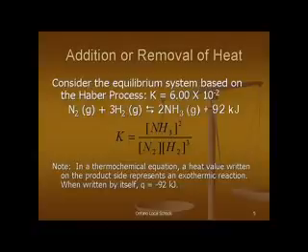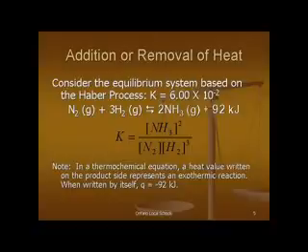Let's consider the addition or removal of heat. The equilibrium system is based on the Haber process, which you have seen many times. N2 plus 3H2 yields 2NH3 plus 92 kilojoules. Now, this is really important to note. In a thermochemical equation, a heat value written on the product side represents an exothermic reaction.